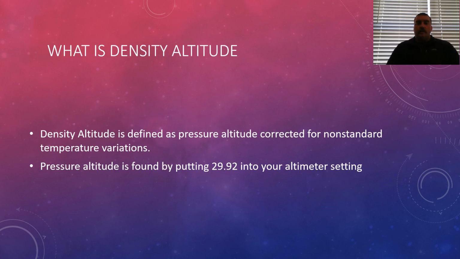So what is density altitude? Well, density altitude is defined as the pressure altitude that's corrected for non-standard temperature. The way that you would find your pressure altitude, just real quickly, if you're in the plane, is to just put 29.92 into the altimeter settings, and that'll read what your pressure altitude's at for that airport, wherever you're at.